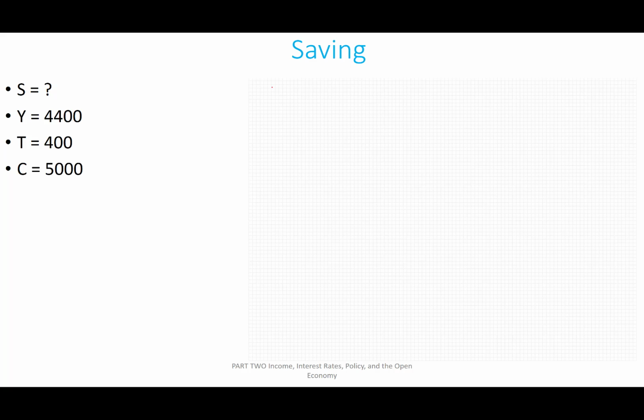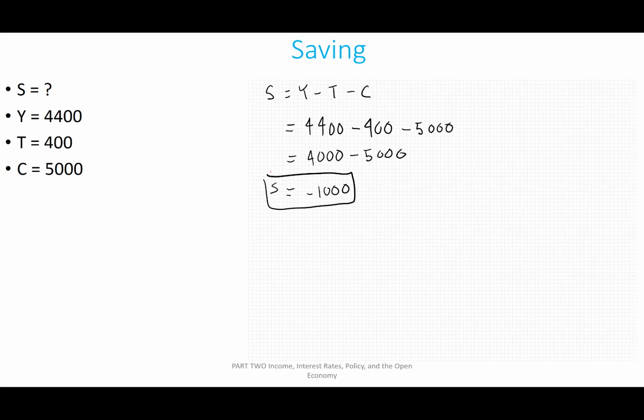Saving. We know that S is equal to Y minus T minus C. Our Y is 4,400, our T is 400, and our C is 5,000. This is then equal to 4,000 minus 5,000, which is equal to negative 1,000. Savings is equal to negative 1,000.